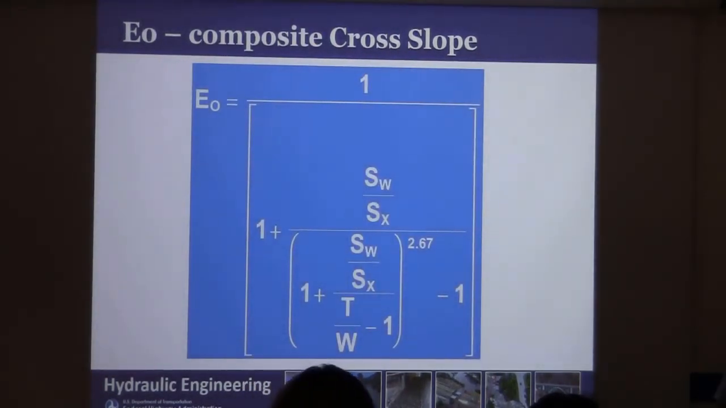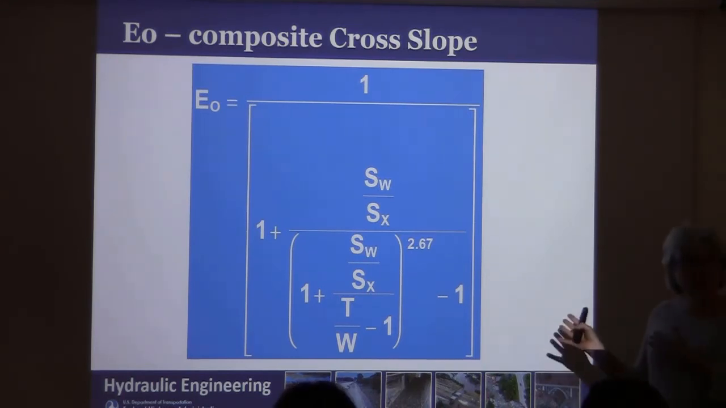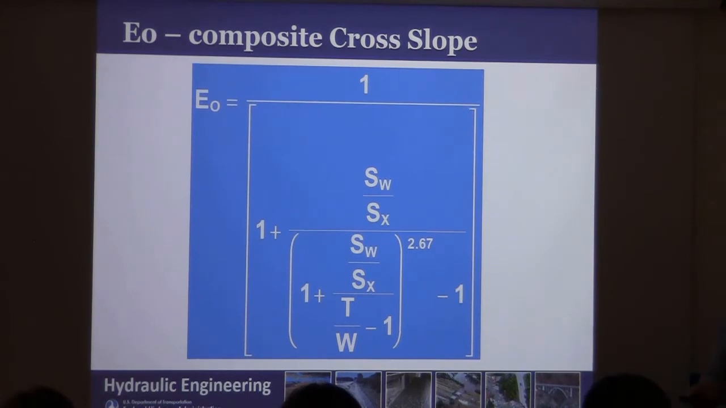And here it is for the composite cross slope. You look at that and your eyes kind of cross, right? It's not that it's so hard to do, but keeping track would be a little bit difficult, and just working on the calculator and stuff.